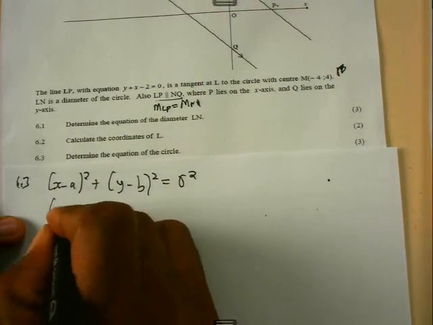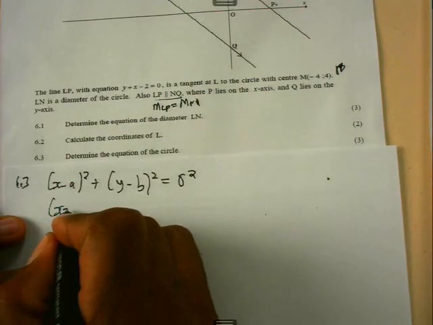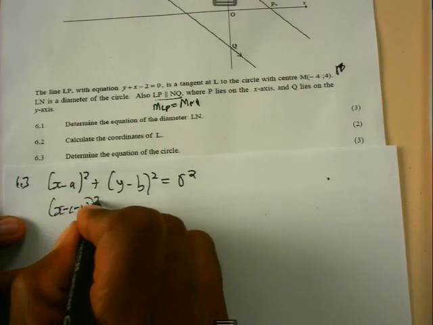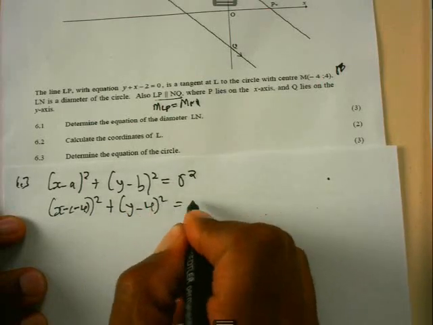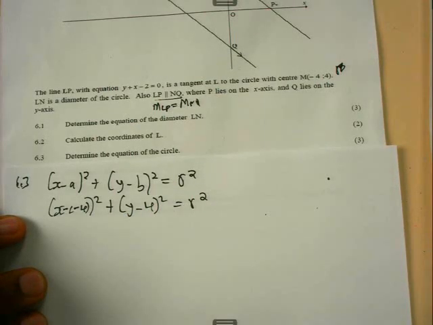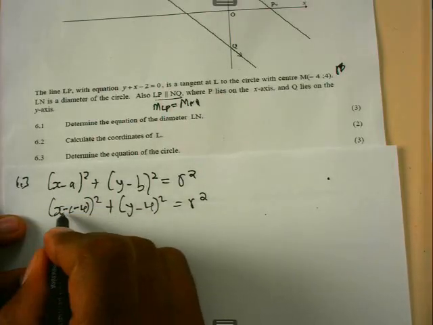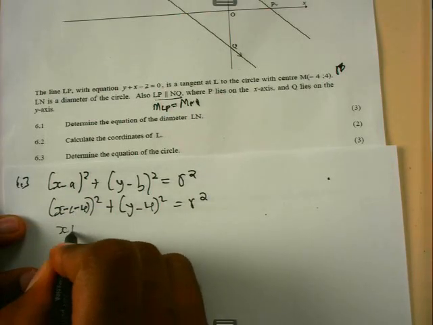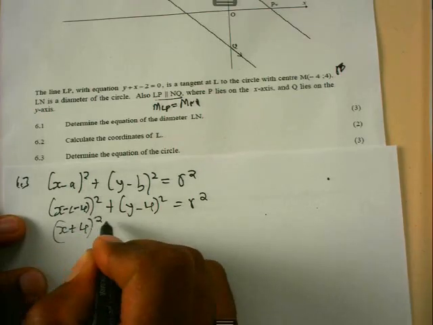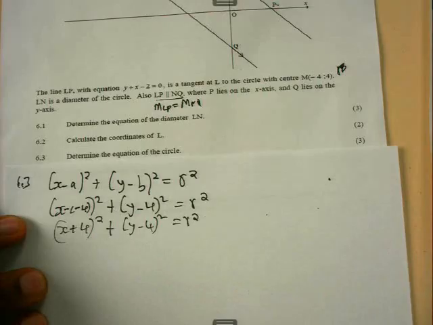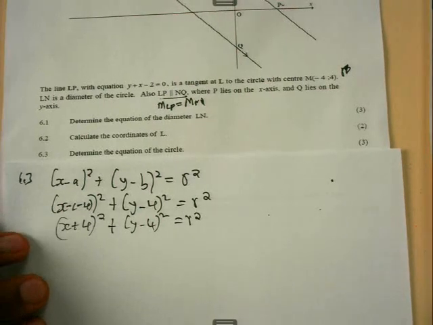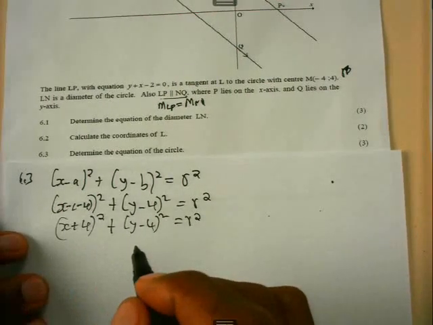That will be x minus our a, which is minus 4, all squared, plus y minus 4 all squared is equal to r squared, right? Now when I simplify this one, it's going to be negative times negative. That is a positive 4 all squared plus y minus 4 all squared is equal to r squared. Good. Now from here we are happy with everything.